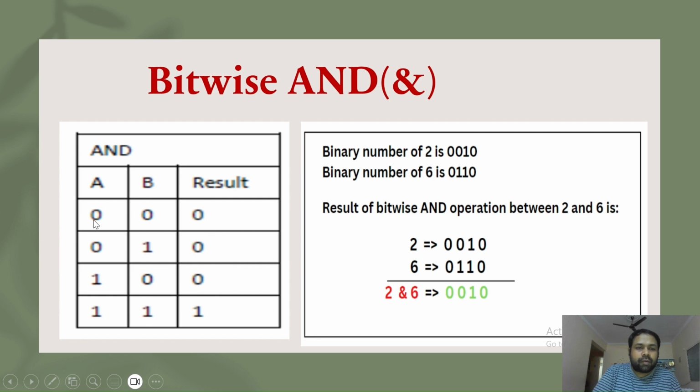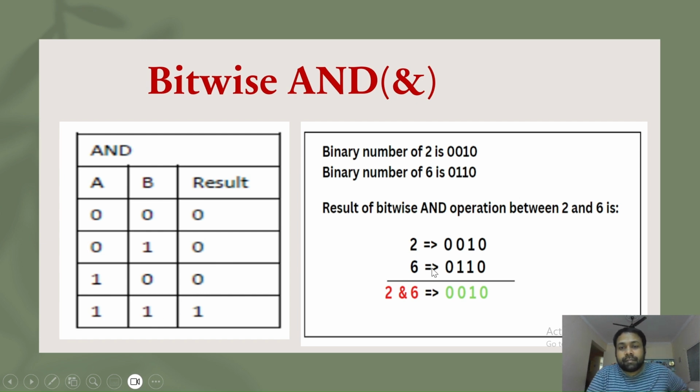If the A value is 0 and the B value is 0, then the answer is 0. If the A value is 0 and the B value is 1, then also 0. So with AND, both should be 1, both should be true. 1 means true. False, false, false, false, true, false. Why false? Because with AND, both should be true. 1 0 0, both are 1, true true, that's why the answer is 1.